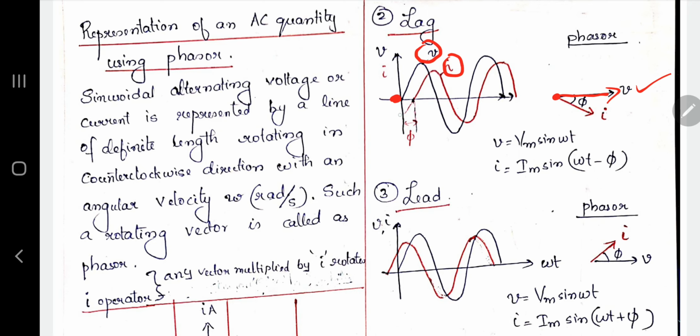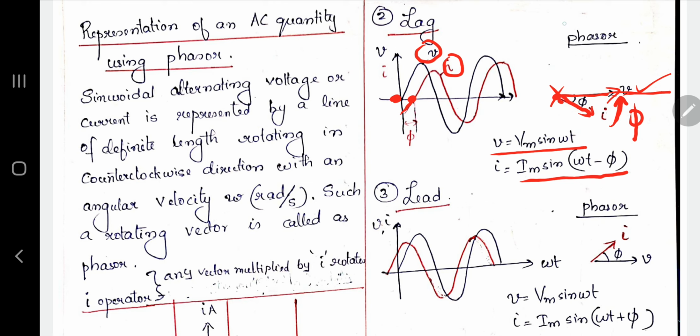For current, you can see that after 5 degrees only it will reach the 0 position, which means I should be represented like this. What does it mean? It is always rotating in a counterclockwise direction, so after a 5 degree rotation only, it will reach the actual 0 axis. That is how to represent the phasor in a lagging concept. The equations are almost clear for you: I is equal to Im sin omega t minus phi and V is equal to Vm sin omega t. This is how you draw the lagging phasor.